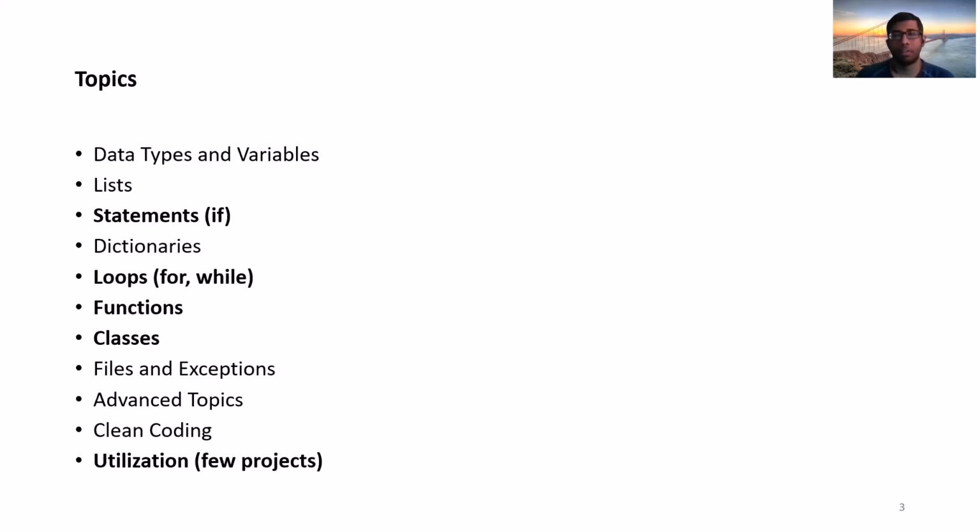So the topics that we'll cover will be practically everything that you need to know, which are must-knows in order to do efficient coding in Python. We'll start with data types and variables and lists, and we will also put some emphasis on statements, and we'll also learn dictionaries and loops, functions, and object-oriented programming, including classes, files and exceptions, and advanced topics. We'll also spend some time on learning how to write clean code so that it's understandable by other people.